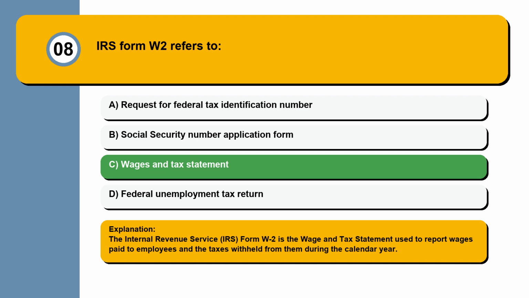Explanation. The Internal Revenue Service, IRS, Form W-2 is the wage and tax statement used to report wages paid to employees and the taxes withheld from them during the calendar year.